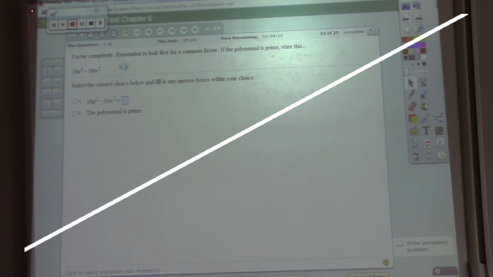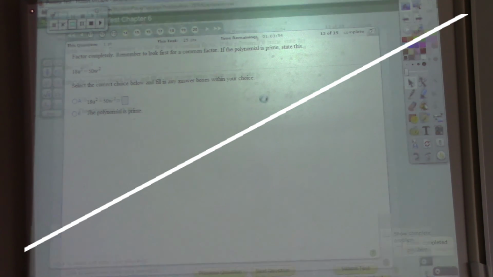Thank you. Remember to look for the common factor and then see if it's a shortcut. I can already see at least 2, so if it's 2, then it may be a 4 or 6 that goes into it. I would say 2 to start off with.